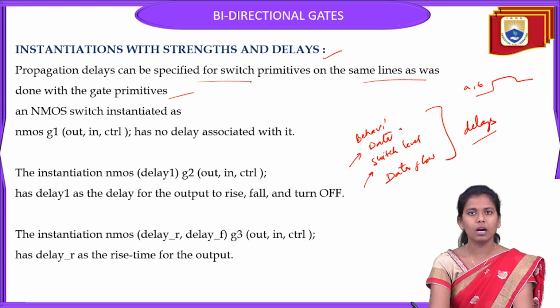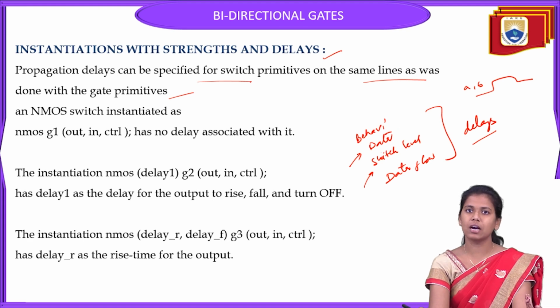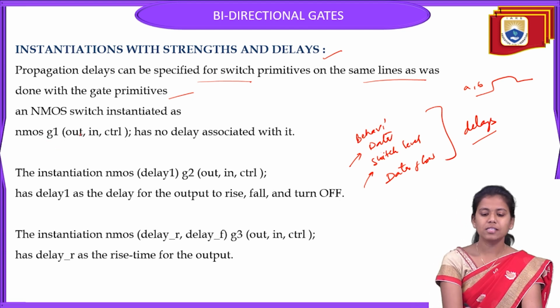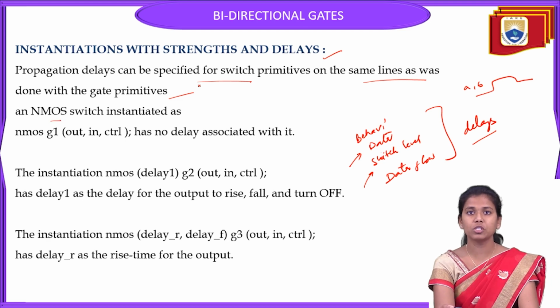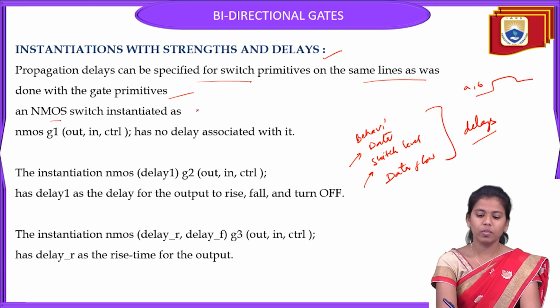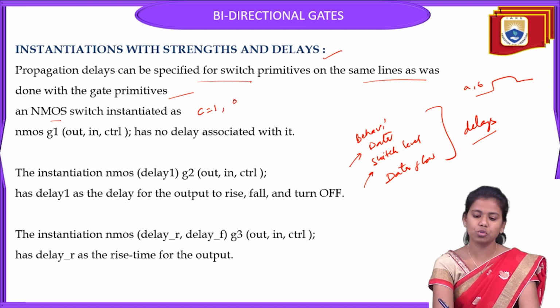Okay, they both are one and the same. The mechanism is the same for both modeling styles, either with the gate level or with the switch level. Now, how is an NMOS switch instantiated? We know the NMOS switch mechanism: when the control signal is 1, the switch goes to the on state, and when it is 0, the switch goes to the off state.